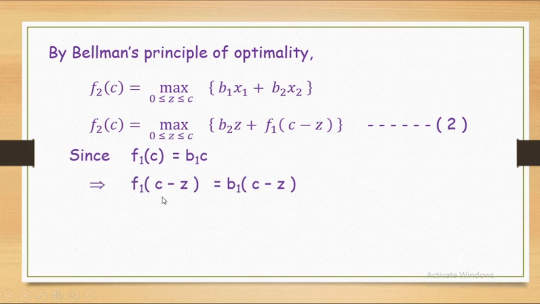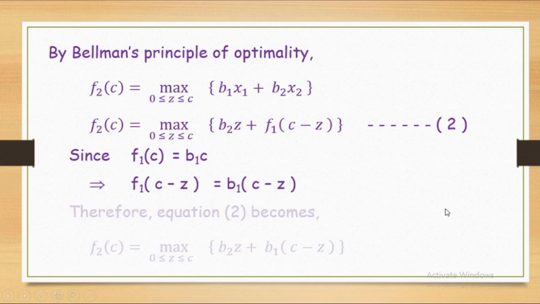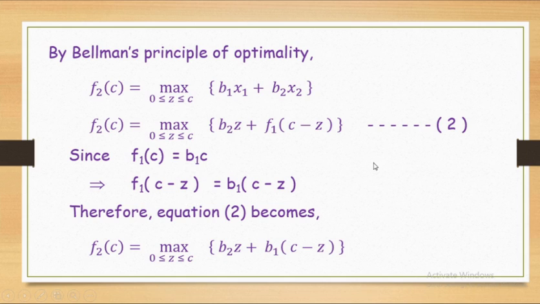Since f1 of c is equal to b1c, that implies f1 of c minus z is equal to b1 into bracket c minus z. Therefore, equation 2 becomes, using this value of f1 of c minus z in equation 2, we get f2 of c is equal to the maximum over 0 less than or equal to z less than or equal to c of b2z plus b1 of c minus z.